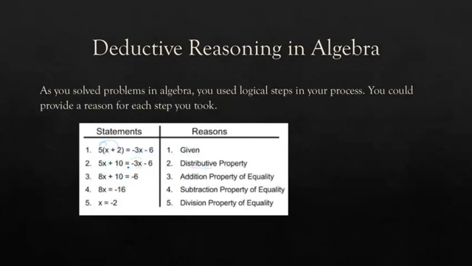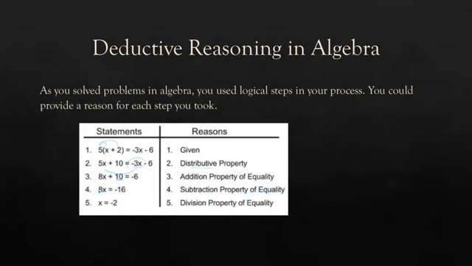So I'm going to add this 3x to this side. So I'm using the addition property of equality. I added the same thing to both sides. And then I want to move this 10 over, so I'm going to subtract it on both sides. So now I'm using the subtraction property of equality.